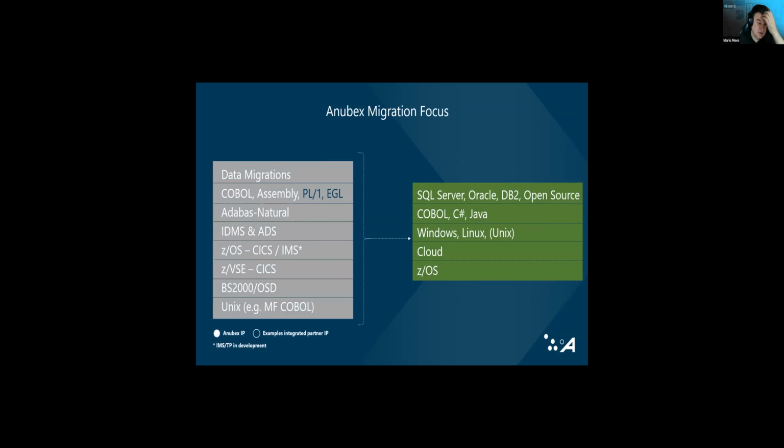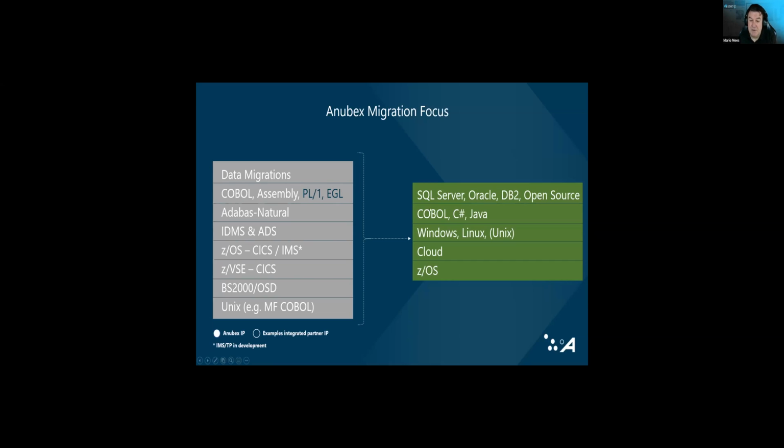This is the support that we offer for this kind of from and to environments. And so this is the most common mainframe architectures, let's say, with plain z/OS and CICS. The blue parts, we do not want to reinvent the wheel. We sometimes have very good partners that have, for example, a PL/I to Java or an EGL to Java solution that is then built into our total solution.